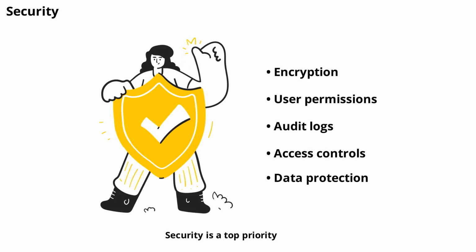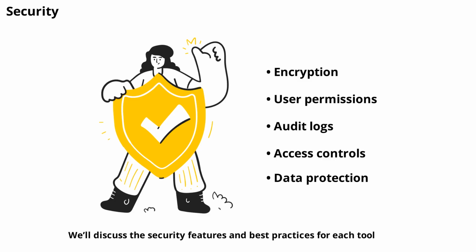Security is a top priority for small businesses handling sensitive data. Airtable offers robust security features, including encryption, user permissions, and audit logs. Notion also provides secure access controls and data protection measures. Both platforms comply with industry standards, ensuring your business information stays safe.